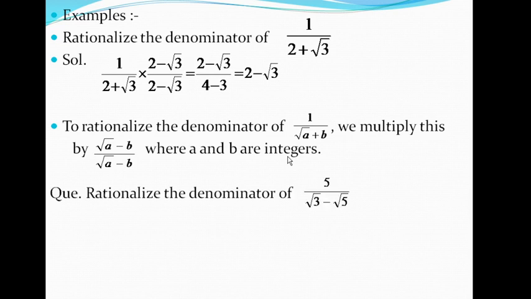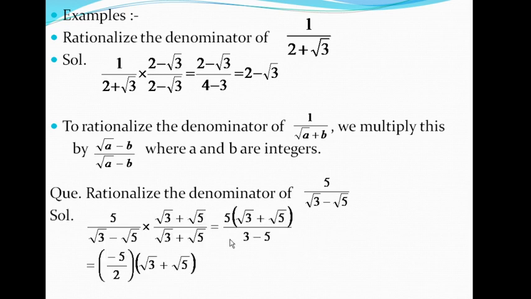Rationalize the denominator of 5 upon under root 3 minus under root 5. Yes, hurry up, students. Try to solve this question. What you have to do is just multiply the numerator and denominator with the conjugate of this number. So what is the result? We will get an equivalent fraction whose denominator should not be in this manner. The denominator will be a rational number. I hope you have done it. So let's look for the solution.